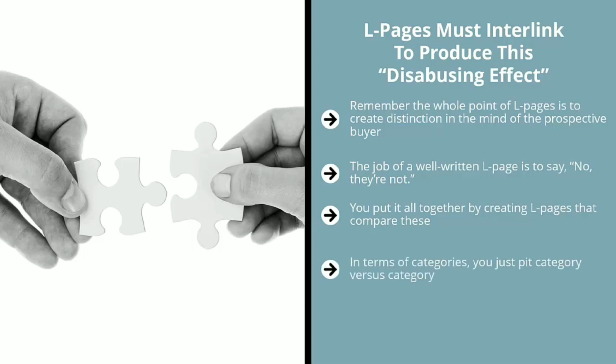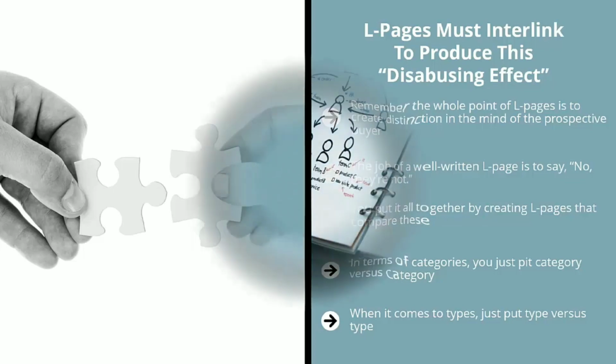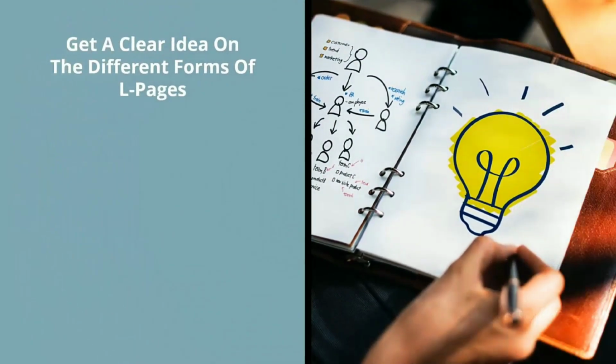In terms of categories, you just pit category versus category. You would say this is one particular category of solution and this is another. These are weaknesses and strengths, pros and cons, you name it. When it comes to types, just put type versus type. Again, walk them through the advantages and disadvantages. The same goes with brand versus brand and product versus product. Get a clear idea on the different forms of L pages.